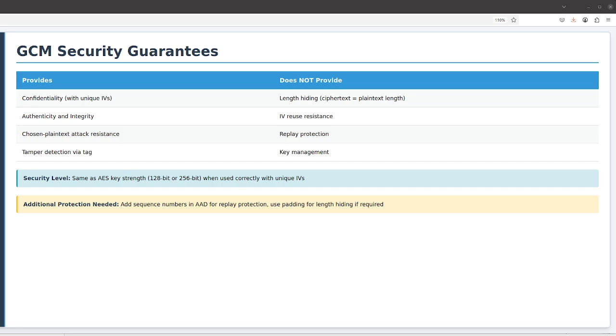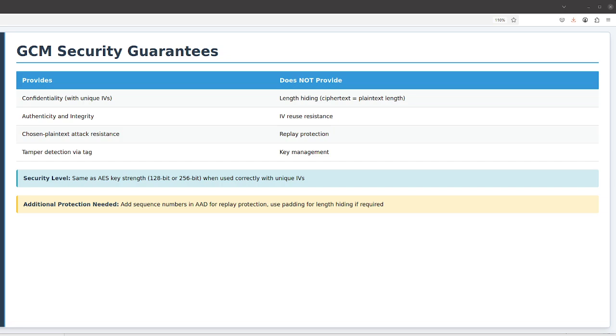However, GCM does not hide the length of the plaintext. The ciphertext has the same length as the plaintext, so an attacker can determine message sizes. In some scenarios, message length can leak information. If length hiding is required, you need to add padding at a higher protocol layer.